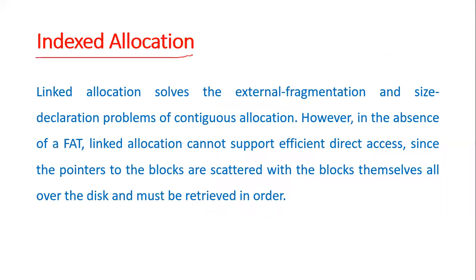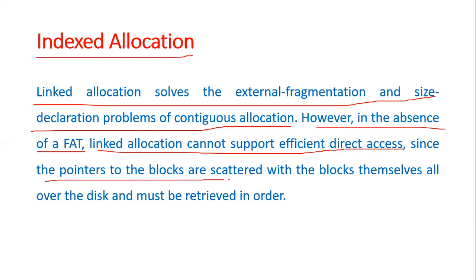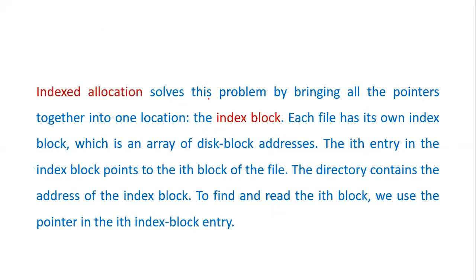The next one is indexed allocation. Indexed allocation solves the external fragmentation and size declaration problems of contiguous allocation. However, in the absence of FAT, linked allocation cannot support efficient direct access, since the pointers to the blocks are scattered with the blocks themselves all over the disk and must be retrieved in order. Indexed allocation solves this problem by bringing all the pointers together into one location. That location is the index block. Each file has its own index block, which is an array of disk block addresses.